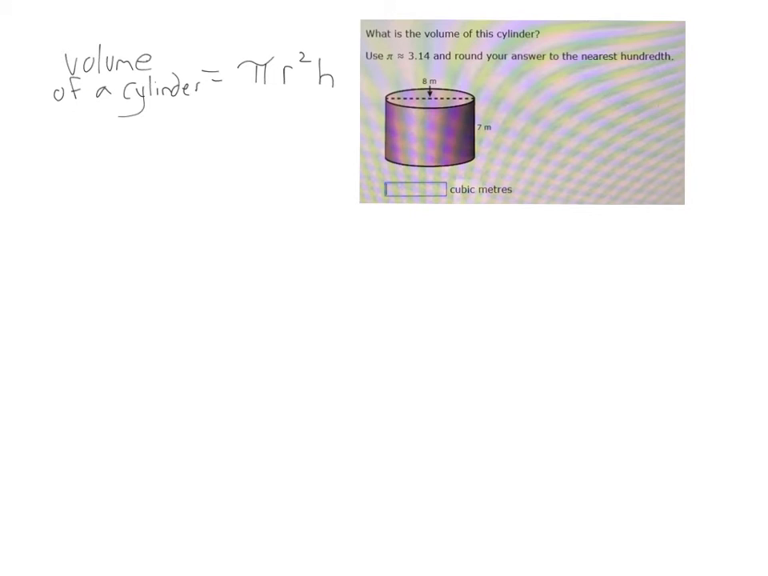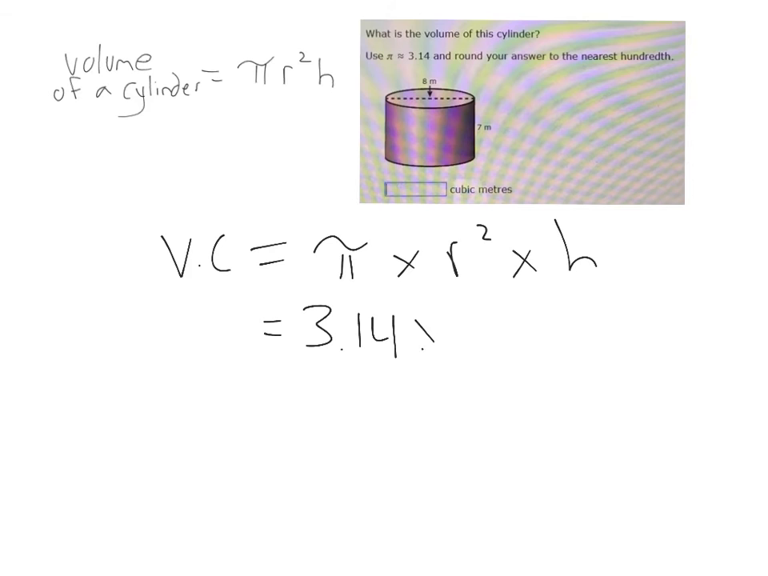So what do we know? Let's write out our formula. Volume of a cylinder equals pi times r squared times height. So pi we have is 3.14. The radius, careful, they give us the diameter is 8, so our radius must be 4. 4 meters squared times our height, you can see right here, is 7 meters.